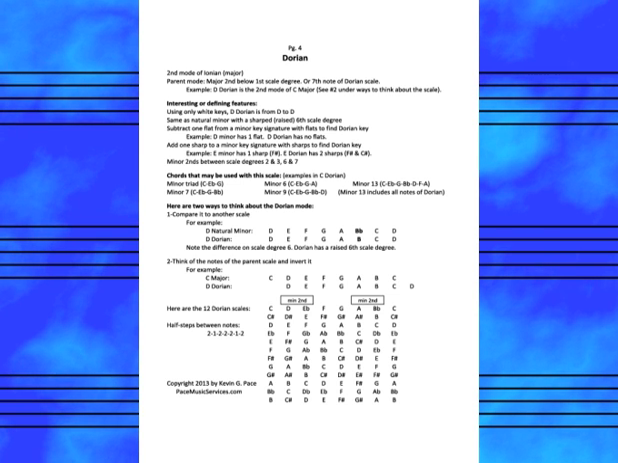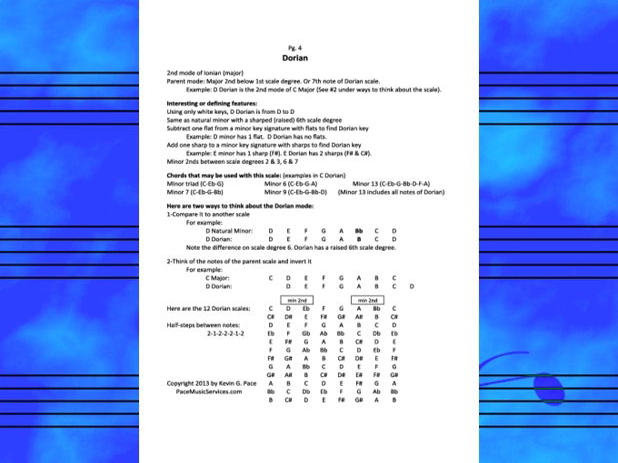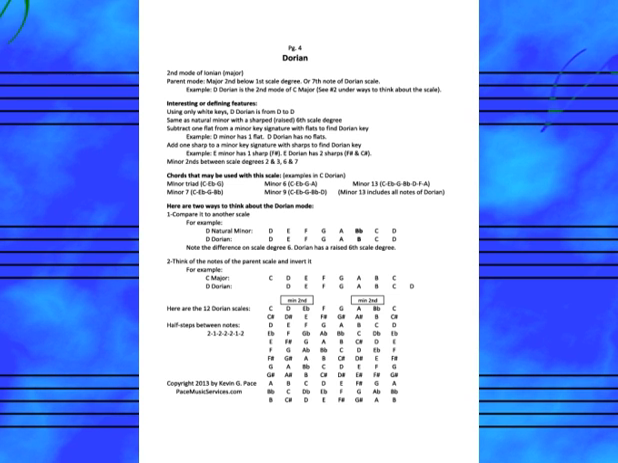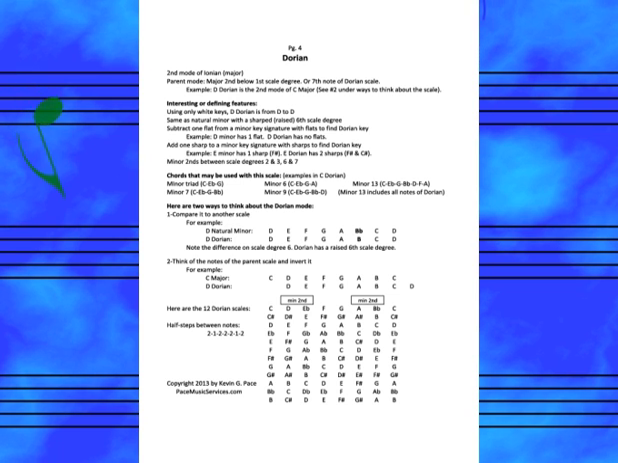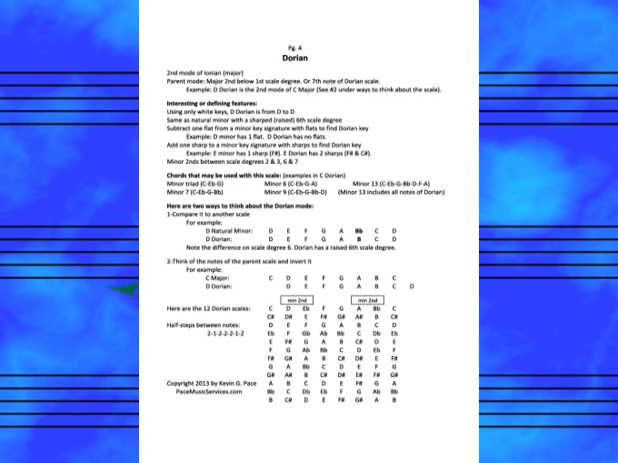1. D Dorian can be found by playing all the white keys from D to D. 2. The Dorian mode is the same as a natural minor scale with a sharped or raised sixth scale degree. 3. You can subtract one flat from a minor key signature with flats to find the Dorian key. For example, D minor's key signature has one flat. D Dorian has no flats.